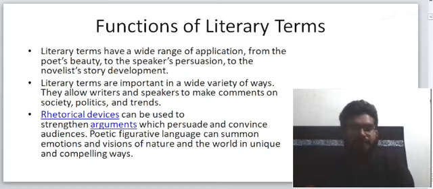Poetic figurative language can summon emotions and visions of nature and the world in unique and compelling ways. So, this actually indicates and reflects the innovative observation, or let me put it a bit differently, keen observation of a person.